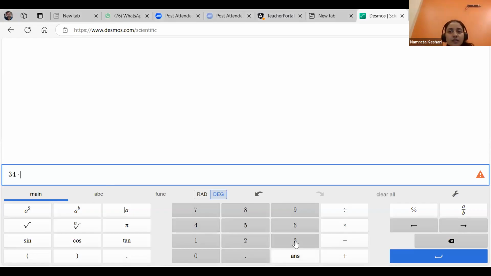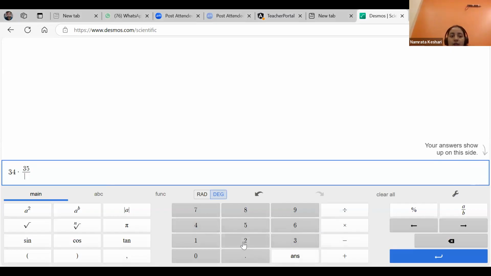Am I making sense? Yeah, you're making sense. 34 into 34 plus 1, that means 35. And that divided by 2. You can write this 2 in a bracket and then write divided by 2, it doesn't matter since it is multiplication. So can you see, Zoha, we are getting 595.